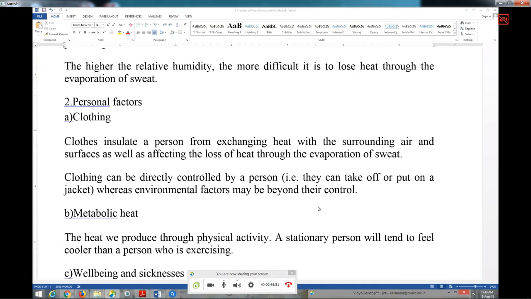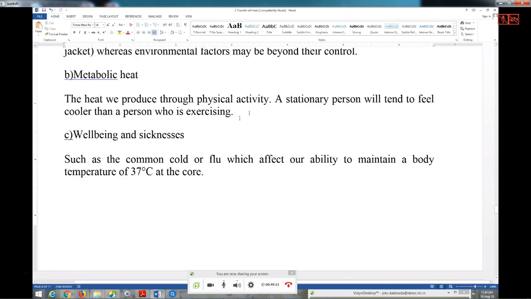So, this is the major issue. Here we are going to see the importance of clothing. Whenever we are feeling sweaty, then we are going to remove the jacket. When we are feeling comfortable, then we are going to continue wearing the jacket. Then metabolic rate. A person who is sitting is cooler than a person who is exercising.